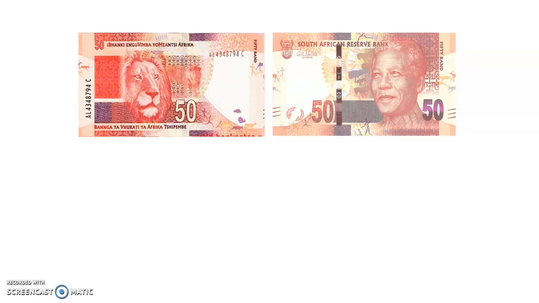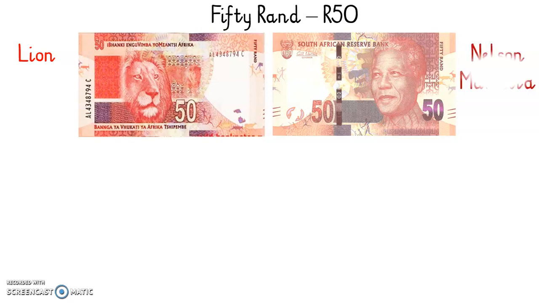The next one we're looking at is the 50 rand note, and we write it as follows: 50 rand, or the number 50 rand. It is a reddish color, reddish pink color, and it has the big five animal, the lion, on it, as you can see on the left. And then again, on the newer notes, we've got Nelson Mandela.